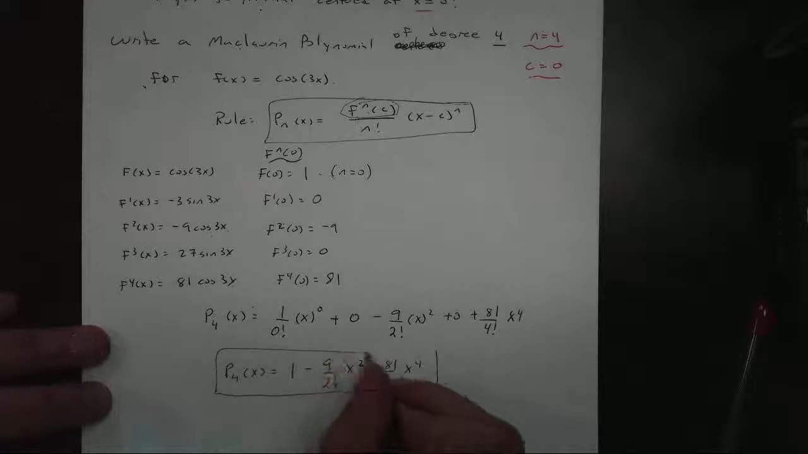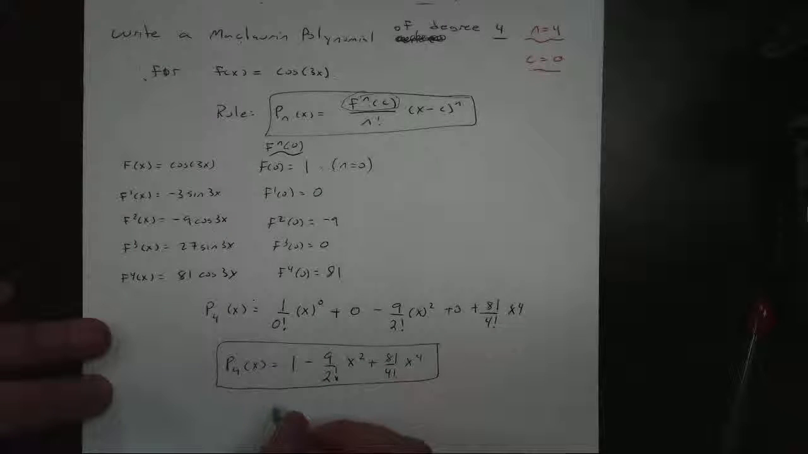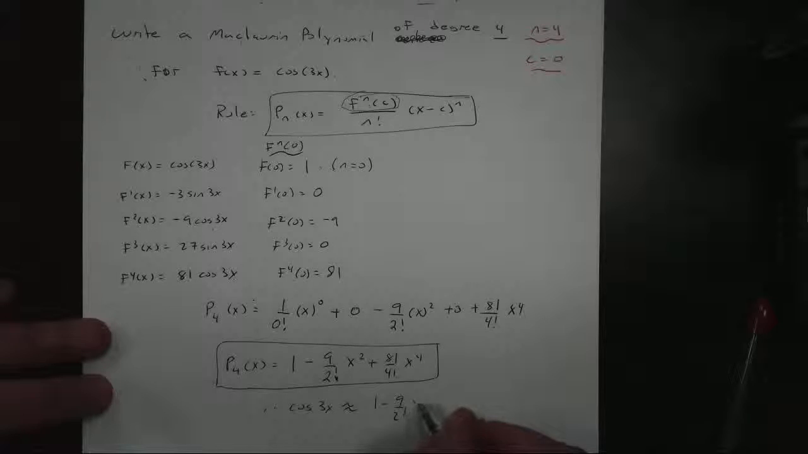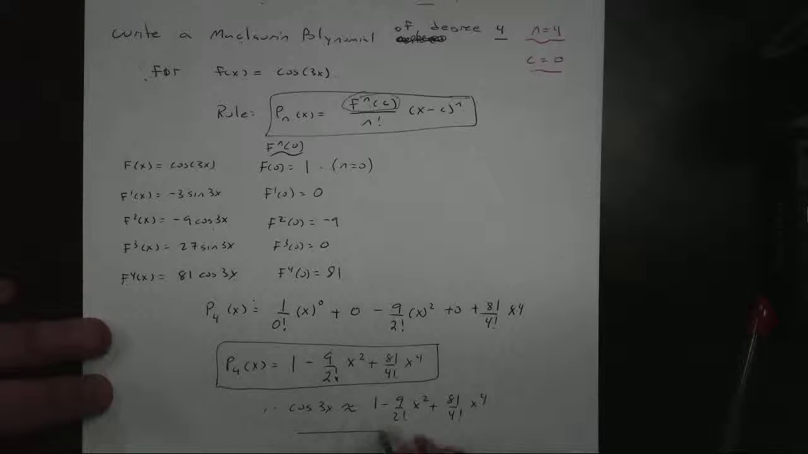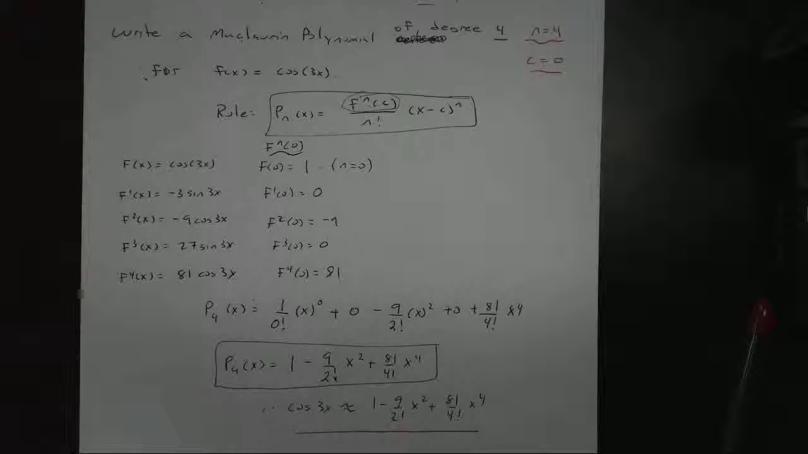Now remember, what does this polynomial represent? This is saying that the cosine of 3x can be approximated by this polynomial. In other words, we can represent any function that is transcendental as a polynomial close to a certain degree.